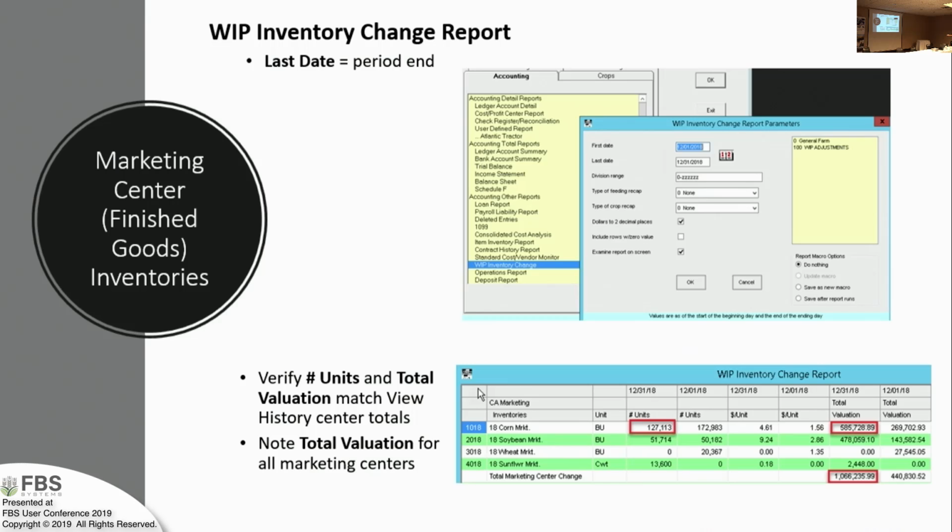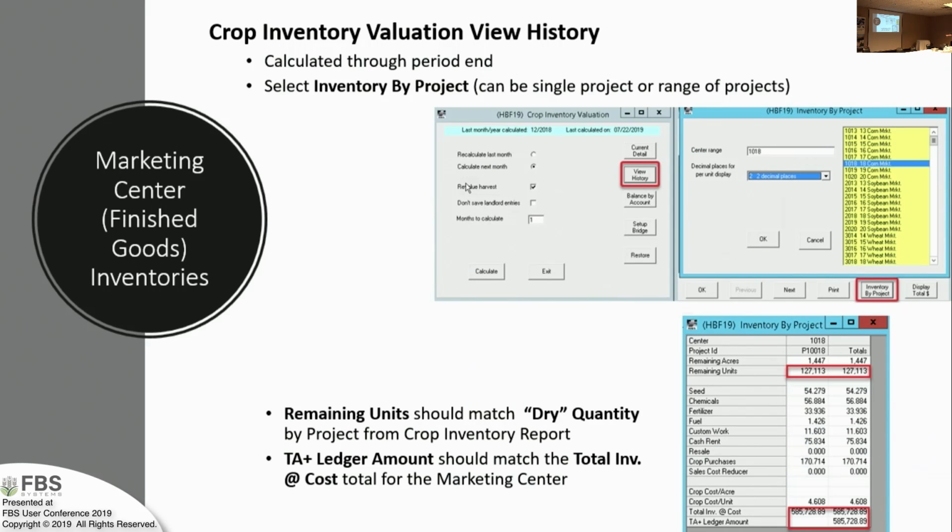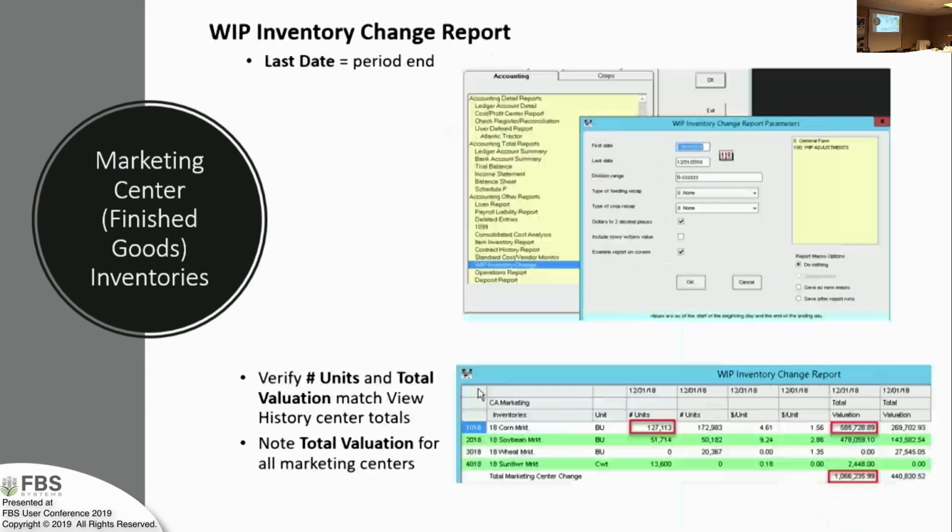Life is good. Then we go to the WIP inventory change report. Now, the WIP inventory change report rolls up to the center. So we've been looking back here. This is the project. Projects roll up to centers, or groups roll up to centers. So here we're seeing there's our 127,113 bushels at 585,000. It comes to, as of 12/31, 451 a bushel. And so, again, life is good.